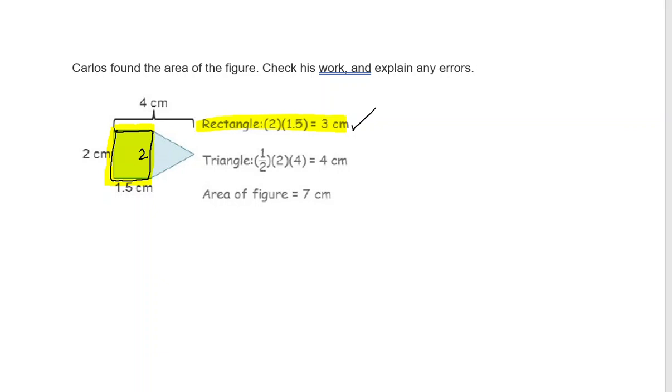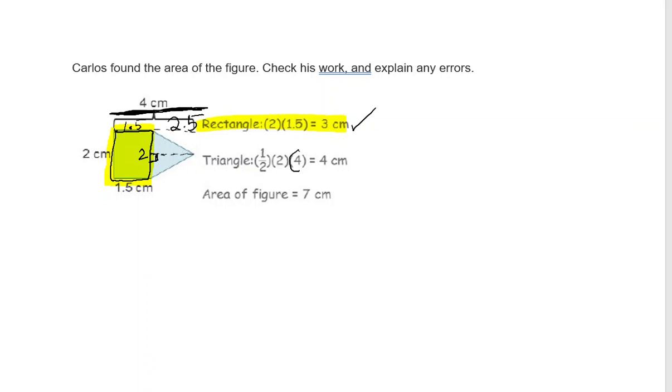And to find the area of a triangle, you have to have a perpendicular line segment, a height that forms a right angle with the base. So here's where we can say, all right, if this whole thing is 4 and this part of the rectangle is 1.5, then what's the rest of the distance to get 4? So 4 minus 1.5 is 2.5. So that means this height would be 2.5.